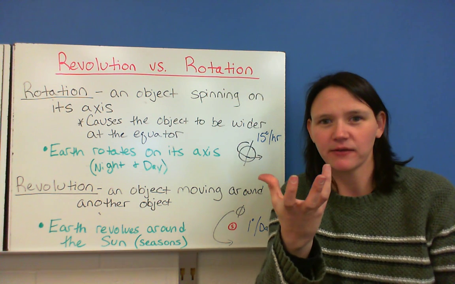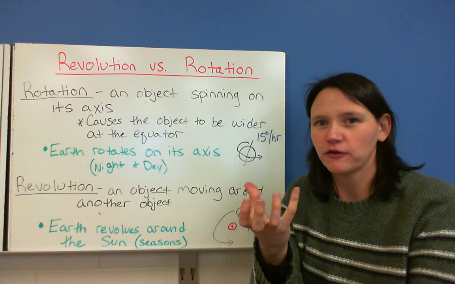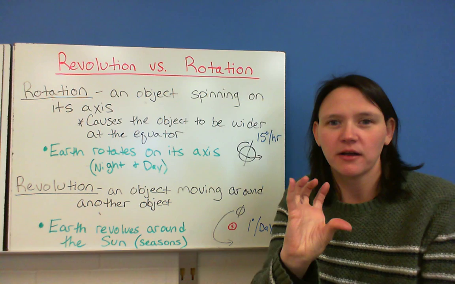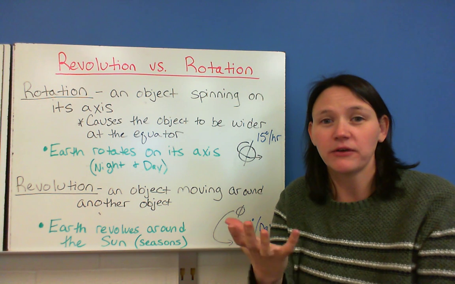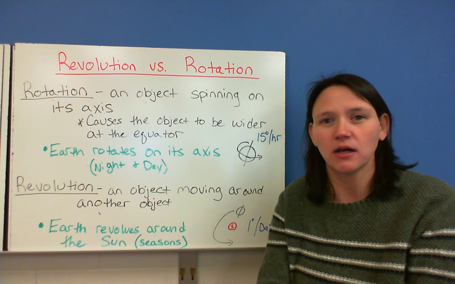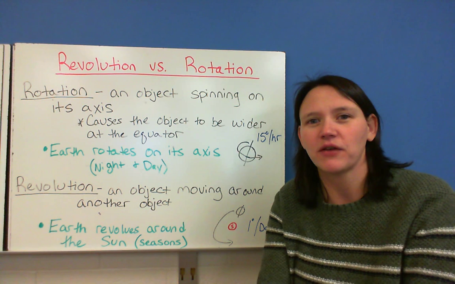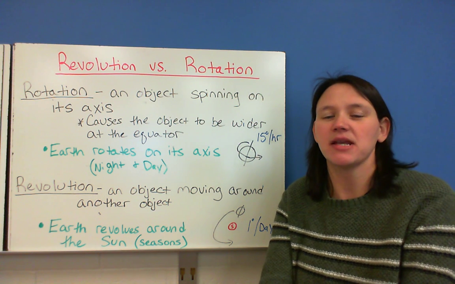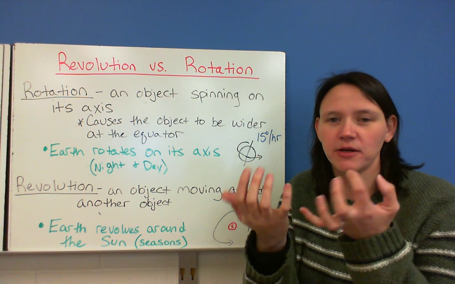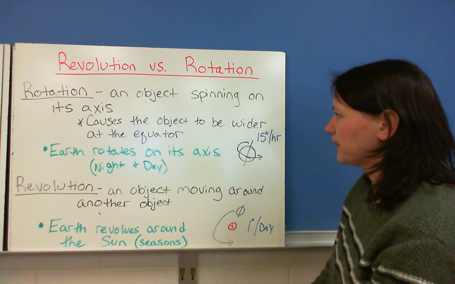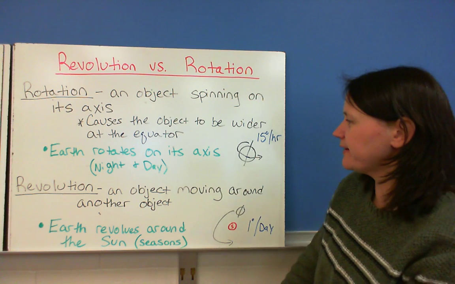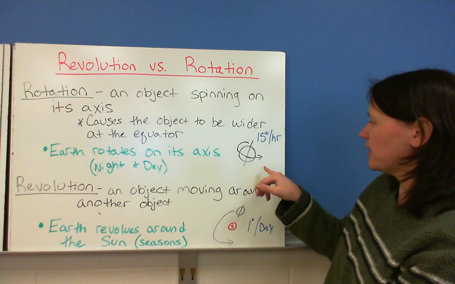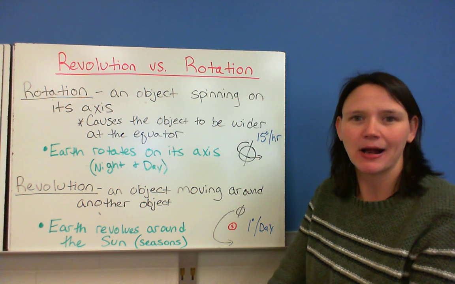It's spinning like this. And the planets in our solar system are typically a little bit wider in the middle than at the poles because of this rotation. When we talked about the shape of the Earth at the beginning of the year, we said that the Earth is not a perfect sphere. It's something called an oblate spheroid, and that means that it is a little bit wider around the middle, and that's because of the Earth rotating. So Earth rotates on its axis. That's what causes night and day, and that's happening at a rate of 15 degrees per hour.